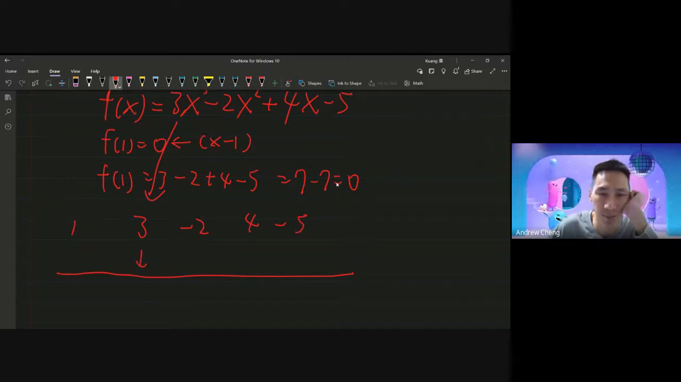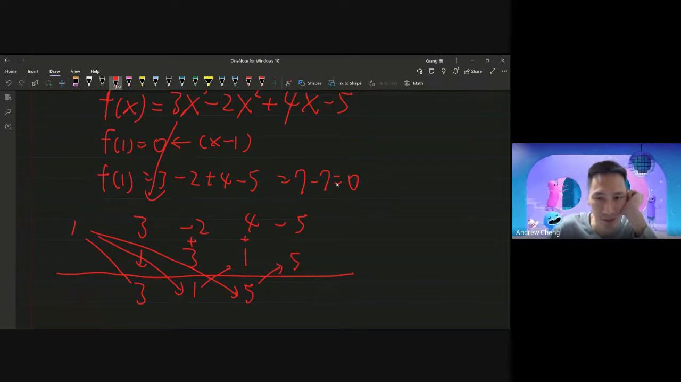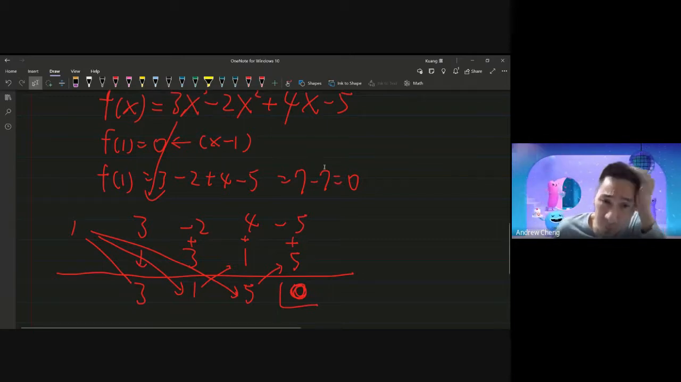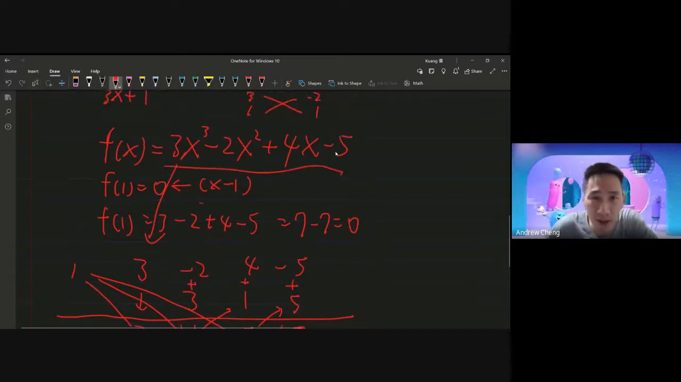First of all, I put 3 down here, and then multiply 1 times 3 is 3, and then add it. It will be 1, right? And then 1 times 1 is 1, and 4 plus 1 is 5. Okay, and then 1 times 5 is 5. So we put it here, and then negative 5 plus 5 is 0. So yes, when this function is divided by x minus 1, it has no remainder. No remainder means x minus 1 is a factor of this polynomial.